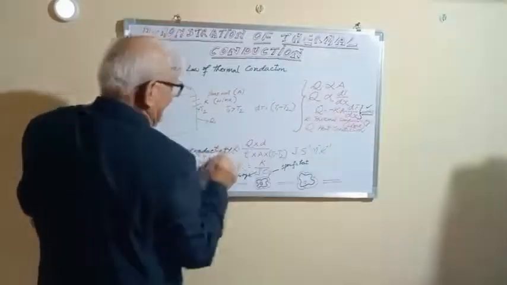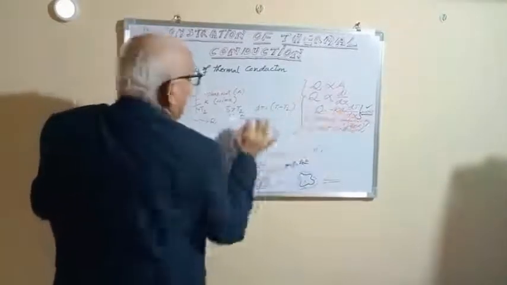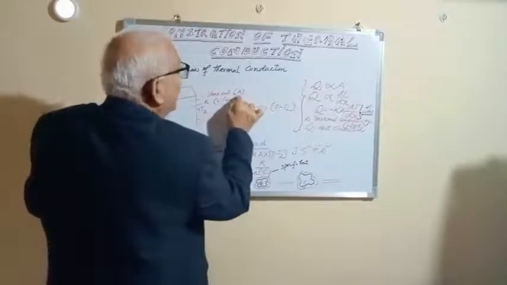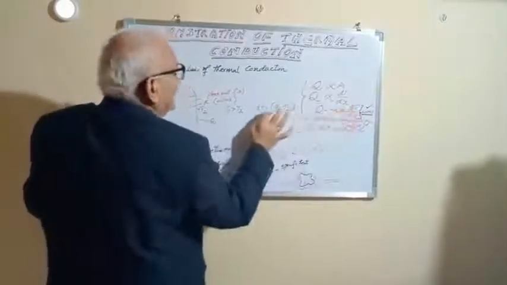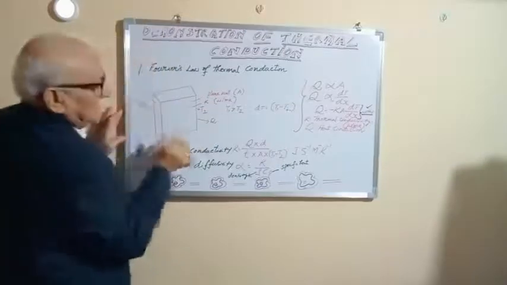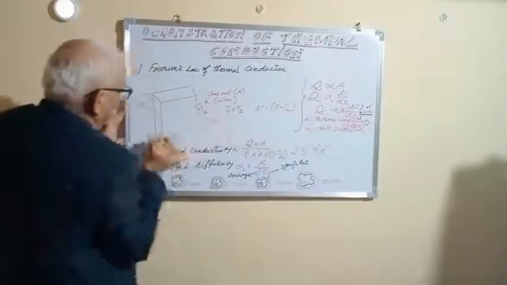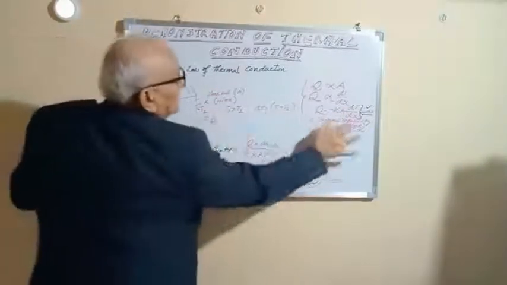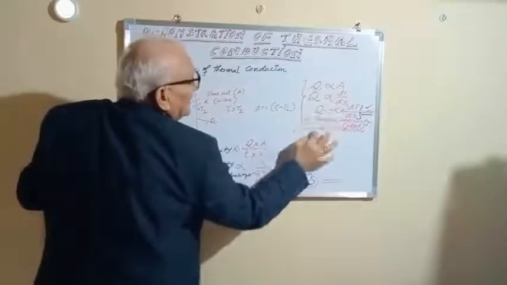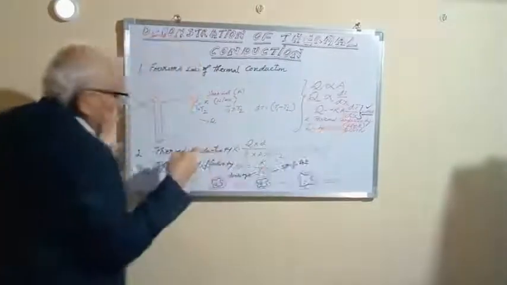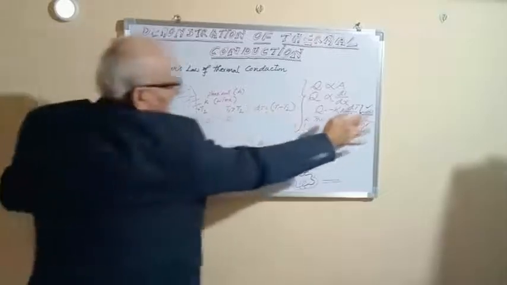This is very interesting. Here I had explained, minus K A dT by dx. dT is this one, dx is this one. So thermal conductivity K. Q is the heat conducted, in watts. This is all in watts.